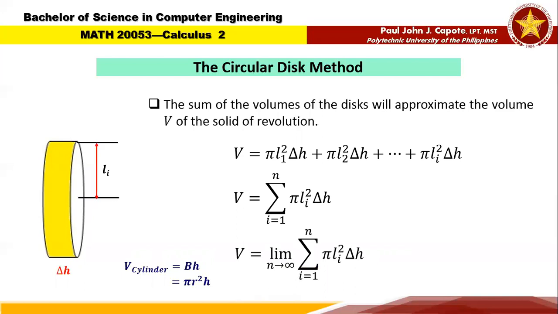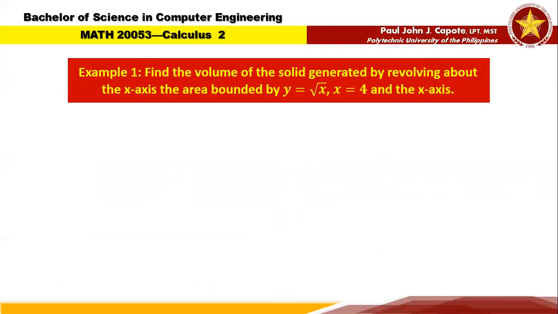Now, the limit of this sum of volumes of the disks as we increase our n, which is the number of disks, is equal to pi times the definite integral of L squared dh from a to b. Take note, this is our general formula for finding the volume of a solid of revolution by the disk method. Now let's have this example to illustrate the general formula.